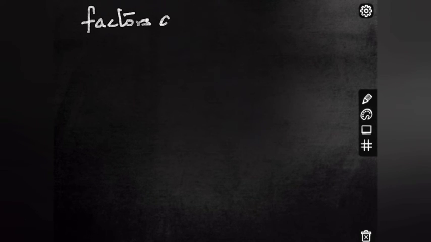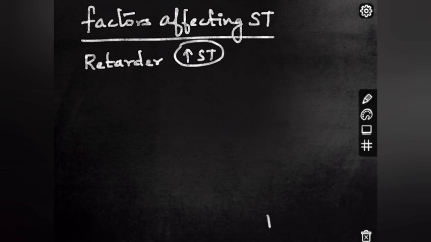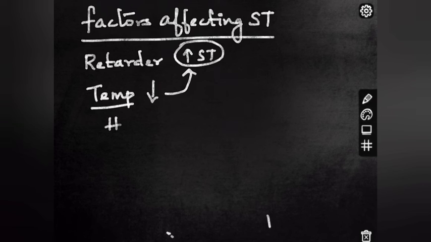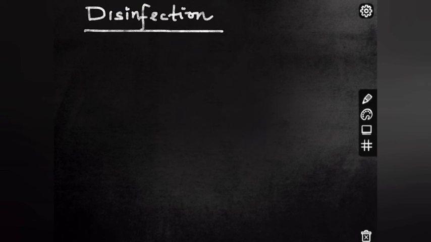So what are the factors that are going to affect the setting time of alginate? The first one is how the manufacturer controls it. They can alter the quantity of the retarder that is added, mainly trisodium phosphate, to increase or decrease setting time. In a clinical setting, we can decrease the temperature of the water, bowl, or the spatula used to increase the setting time. However, altering the water powder ratio to alter the setting time is not recommended because it affects the strength.